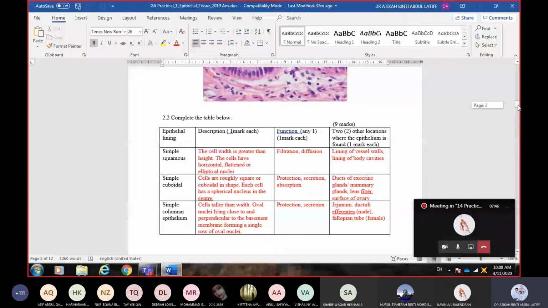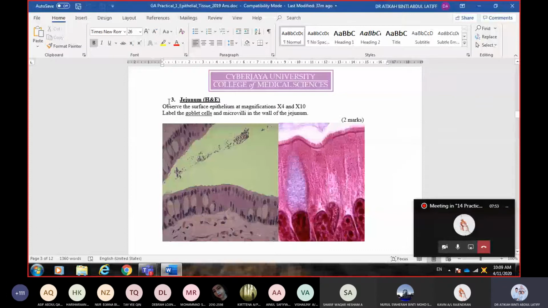Okay, so jejunum. So jejunum is part of your GI tract. It's in your small intestine, part of your small intestine. Okay, so label the goblet cells. So here, this is the epithelium, and you have a tall-shaped columnar epithelium. And these are your goblet cells. This rounded shape goblet cells.